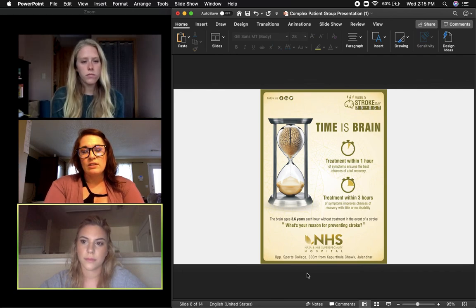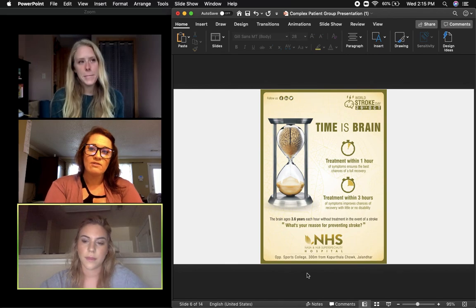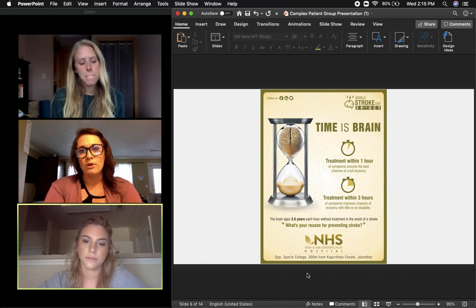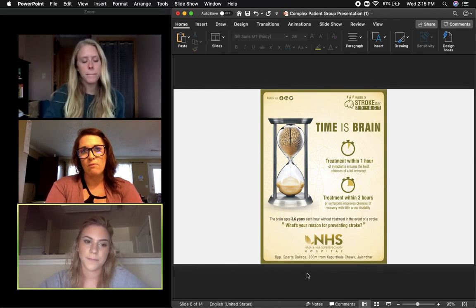Another thing is educating the patient on smoking cessation or a healthy lifestyle, and keeping that open communication between you and your patient is helpful.